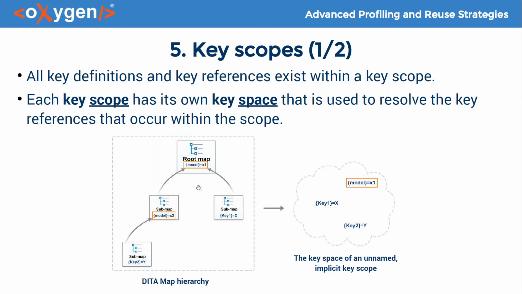In this example here, we have this data map hierarchy, which defines keys with the same name on different levels in the hierarchy, but with different values. And this is the key space of an unnamed implicit key scope that is created for this data map hierarchy. And here in our key space, we can see that for the key with the name model, we have only one value, the value from the higher level wins.